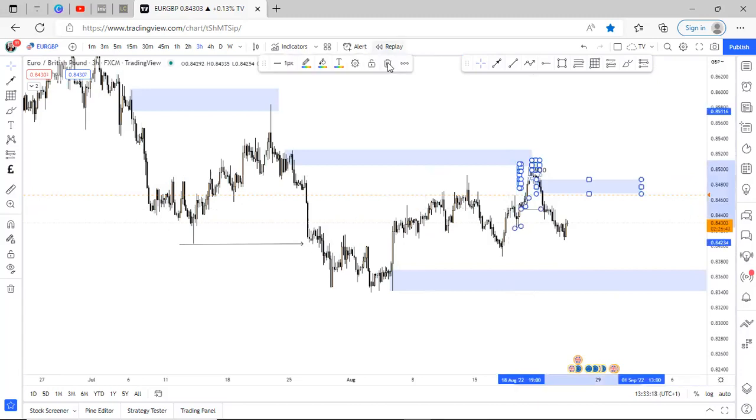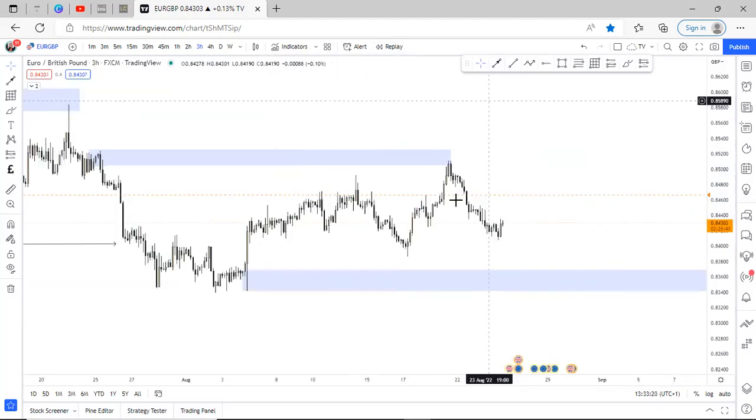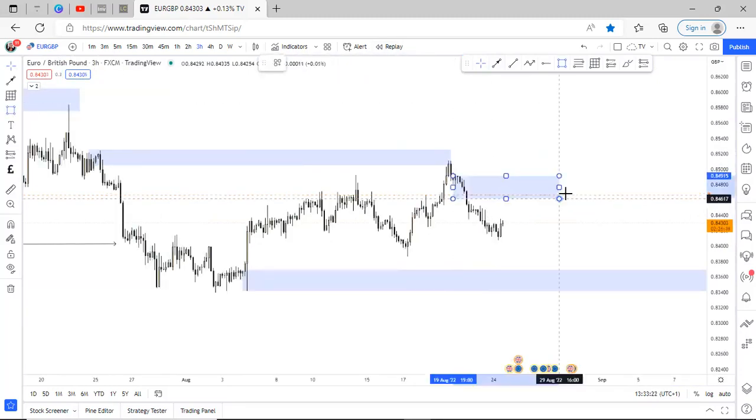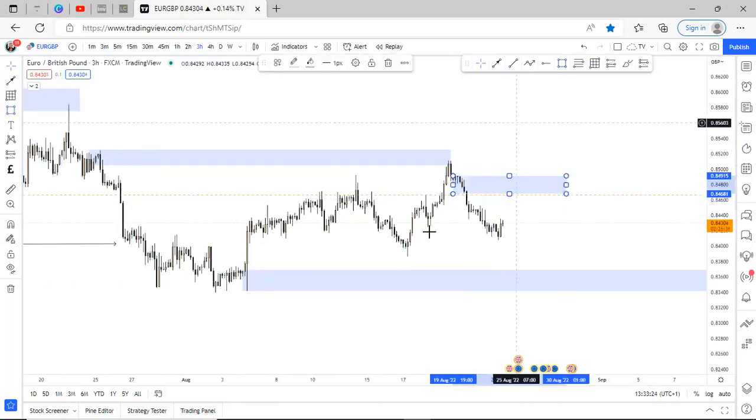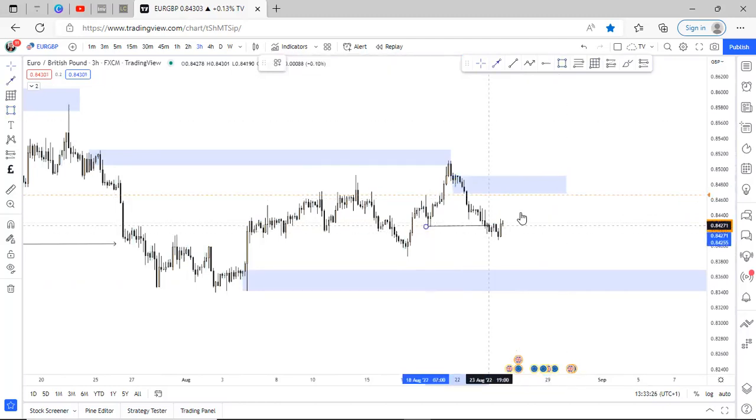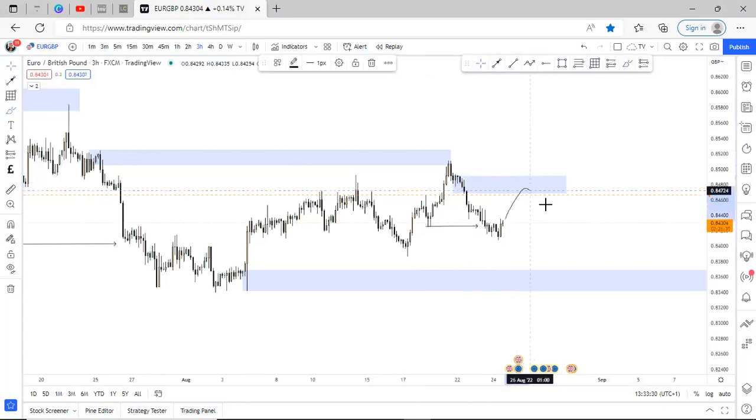You can watch out for this 3 hour point of interest, because now we've broken structure here and price could return here. If we have a break of structure, then I will short to this 1 hour point of interest.